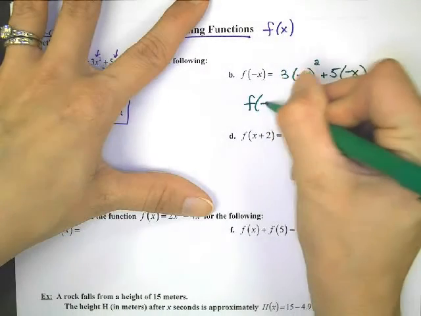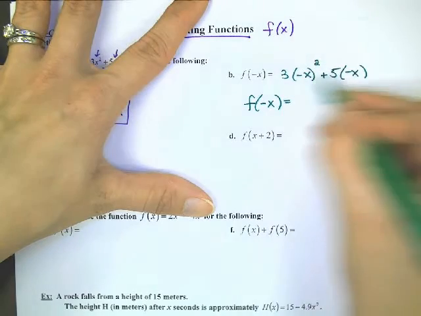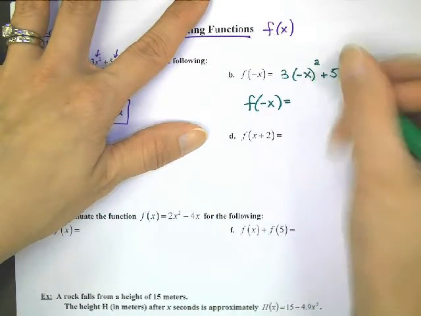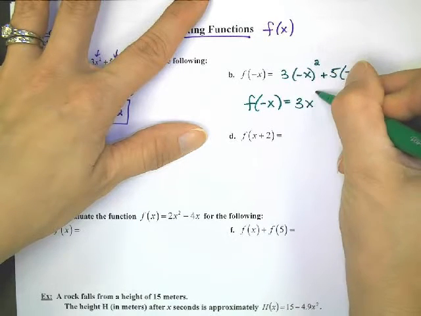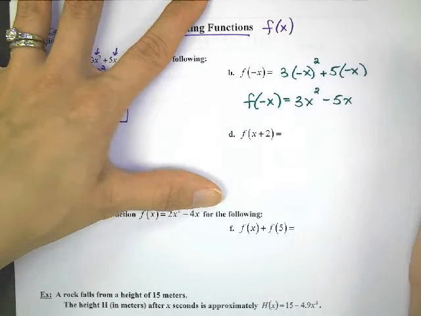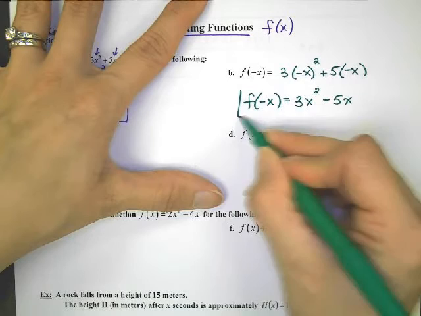Don't forget to say f of negative x. It tells everybody what you evaluated. So this formula with a negative x in it is positive 3x squared minus 5x. Remember PEMDAS, order of operations, exponents come first, and then multiplying.